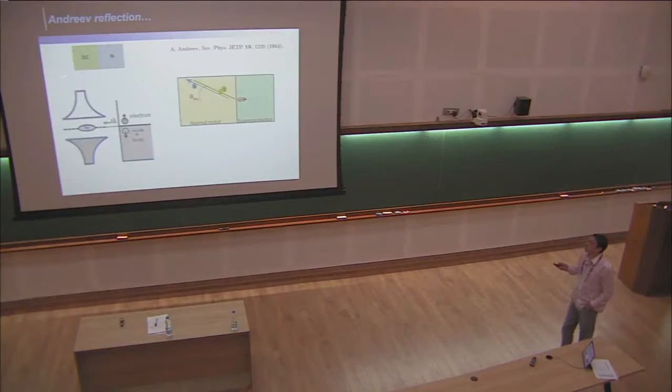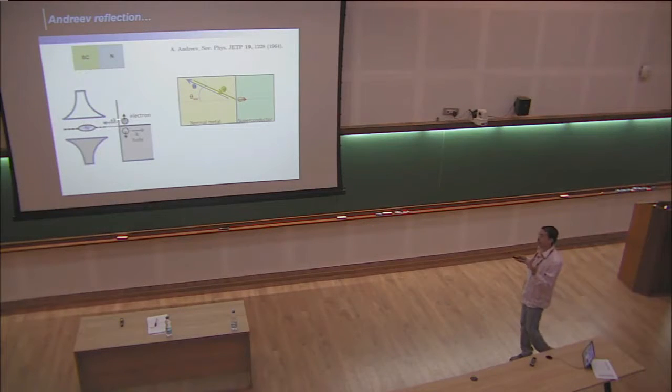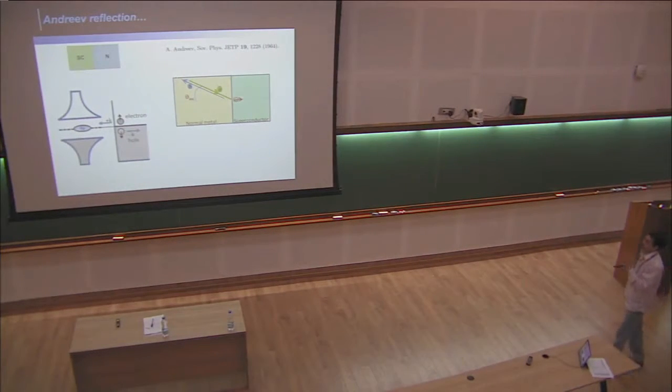Now, what happens when you bring a normal conductor close to a superconductor? In k-space, plus k makes a pair with minus k, and they form a spin singlet state. So how does it look in real space?